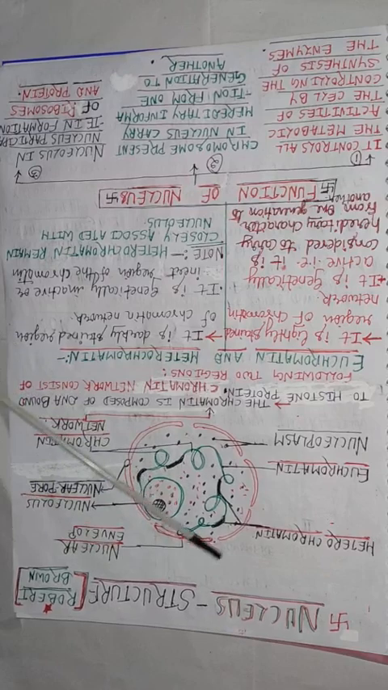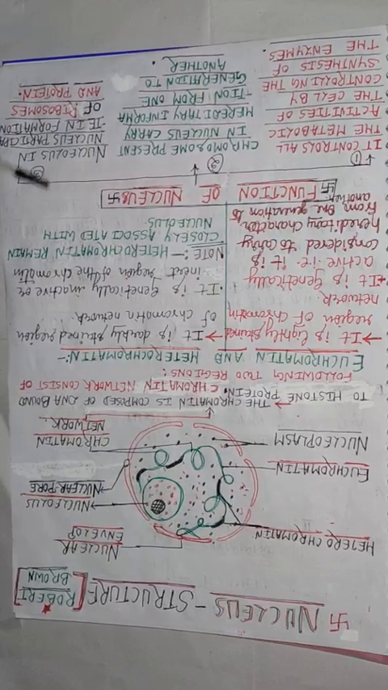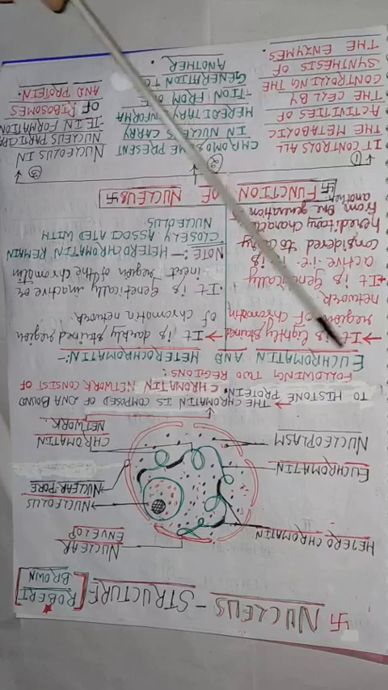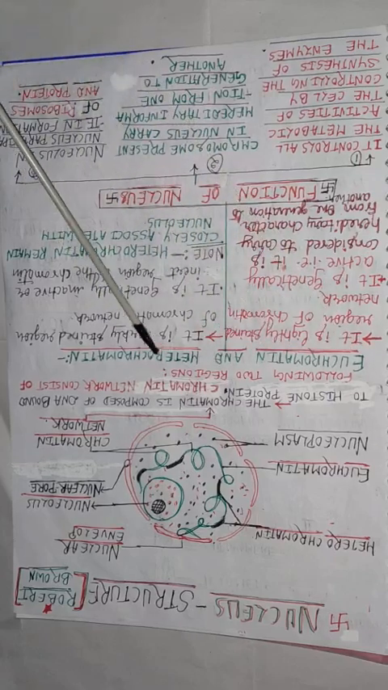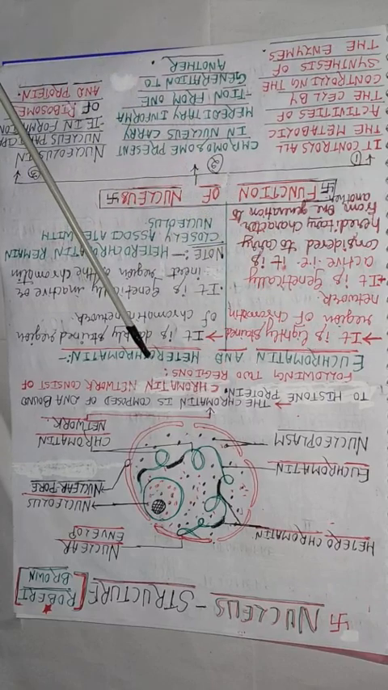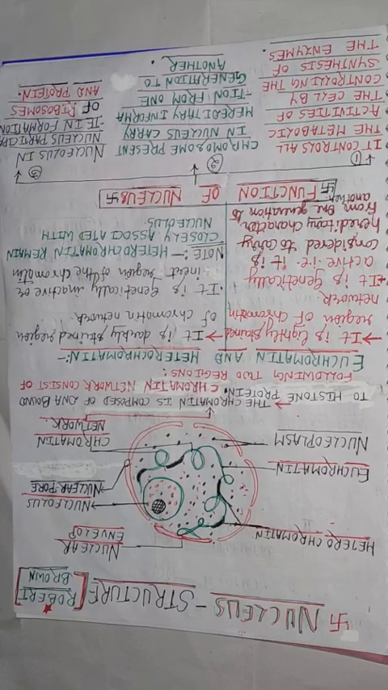Okay students, so this is all about the ultrastructure of the nucleus, discovered by Sir Robert Brown. In this, the most important points are euchromatin and heterochromatin. This is genetically active and this is genetically inactive. Okay student.